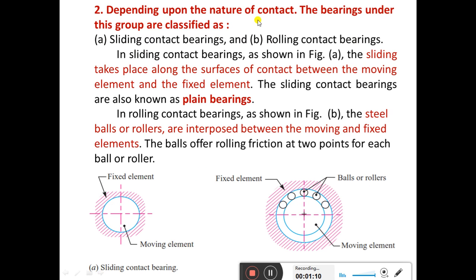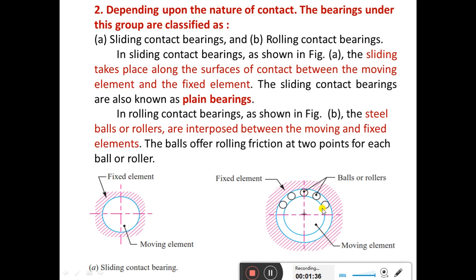Depending upon the nature of contact, we have two types: sliding contact bearing and rolling contact bearing. In a sliding contact bearing, the sliding takes place along the surface of contact between the moving element and the fixed element. This type of bearing we call a plane bearing.